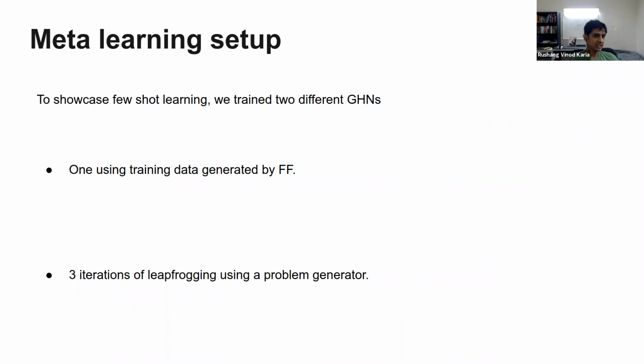For our meta-learning setup to showcase few-shot learning, we trained 2 different GHNs, one which used training data generated by an off-the-shelf solver, and then we did 3 iterations of leapfrogging using the problem generator with the method that we discussed.